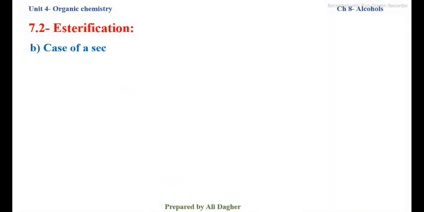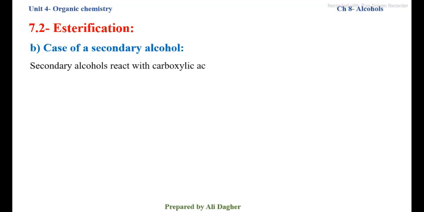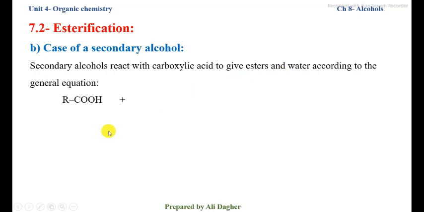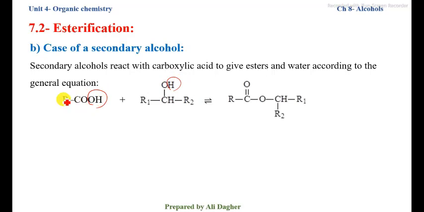Now, case of a secondary alcohol. Secondary alcohols react with carboxylic acid to give esters and water according to the general equation. RCOOH plus R1CHOHR2 give. We eliminate OH from acid and H from alcohol. RC double bond O, rest of the acid, O, then CH. CH is bound to R1 and R2, this R1, this R2, plus H2O.